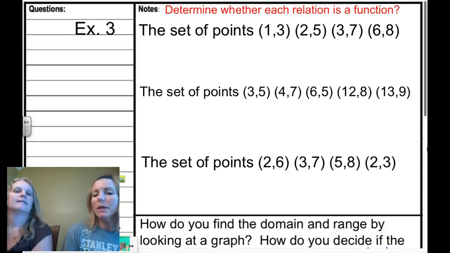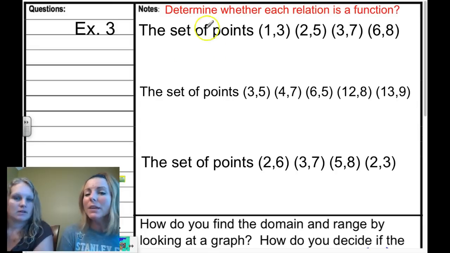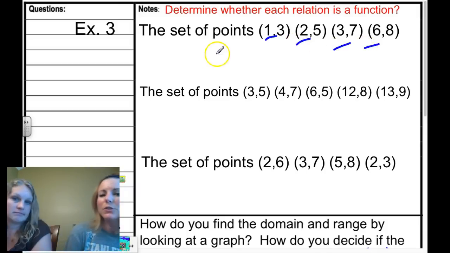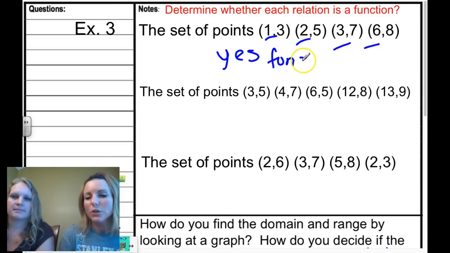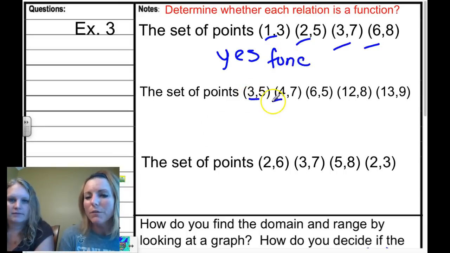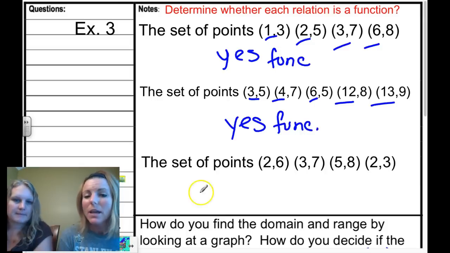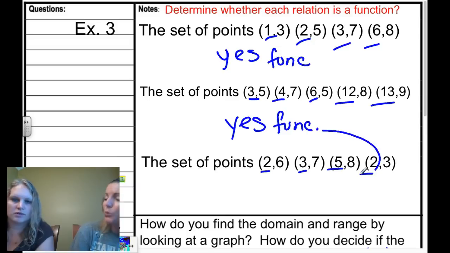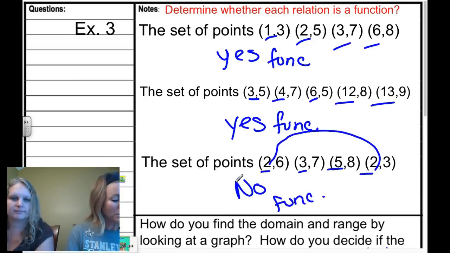We're going to determine, are the relations functions or not? Let's look at the first one. Do any of the X's repeat? 1, 2, 3, 6. The answer is yes, it's a function because they did not repeat. Let's look at the next one. 3, 4, 6, 12, 13. We're good. Again, it's a function. And the last one. 2, 3, 5, 2. Oh, the twos repeat. So this is not a function. That's easy enough.